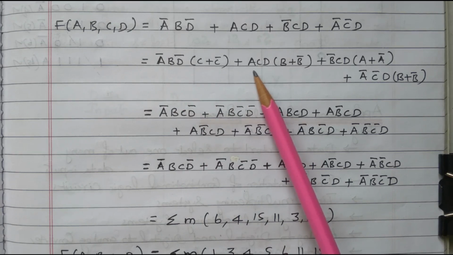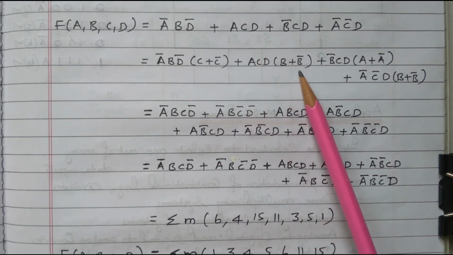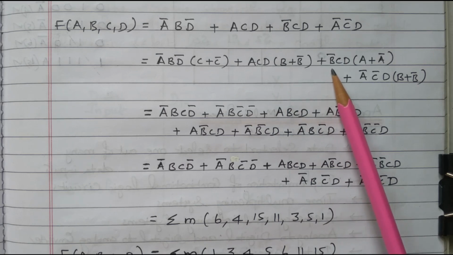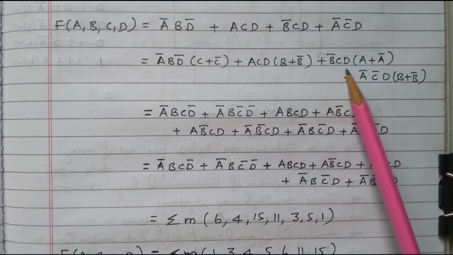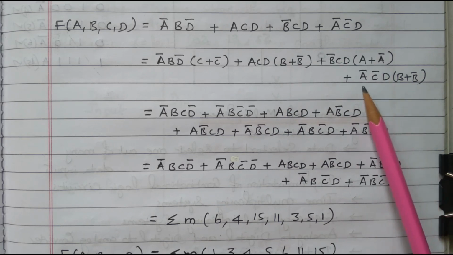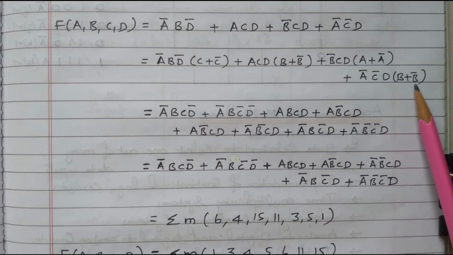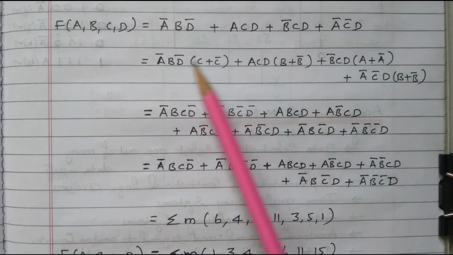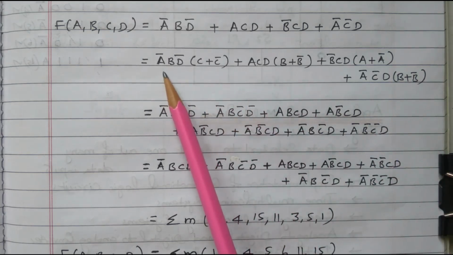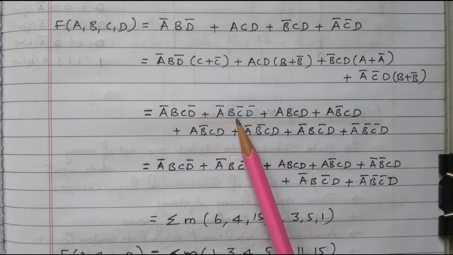Similarly, the second term is a c d. Here b is missing, so multiply with b plus b bar. So the third term is b bar c d. The a is missing, so multiplied with a plus a bar. The fourth term is a bar c bar d. The b is missing, so multiplied with b plus b bar. Now multiply inside, right? A bar b bar d bar into c. Similarly, a bar b bar d bar into c bar.